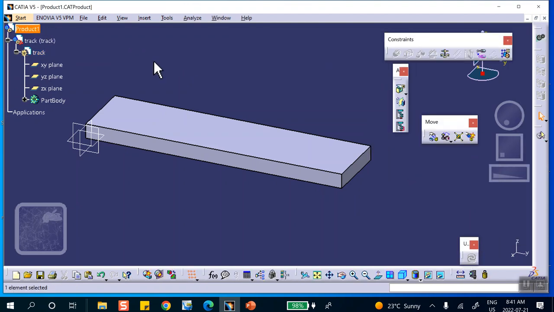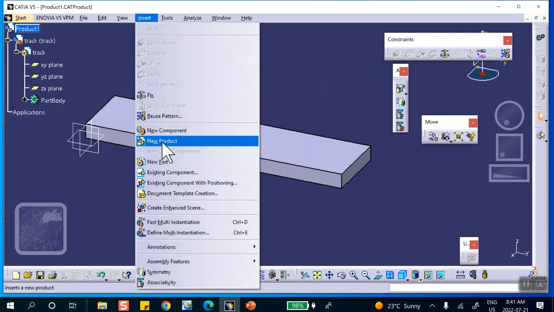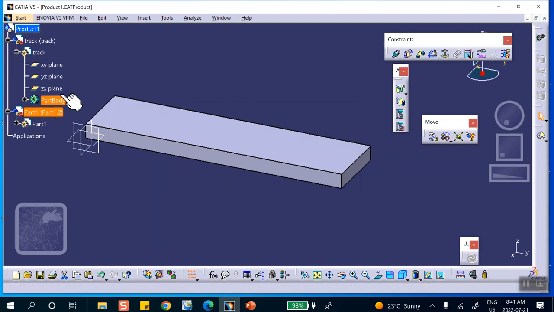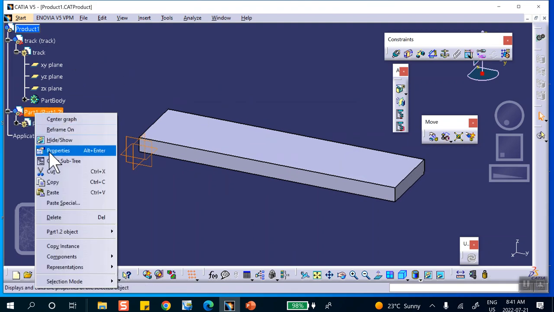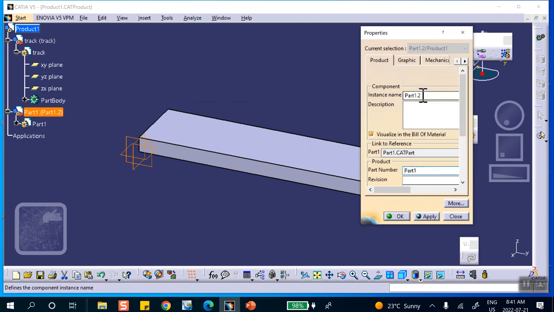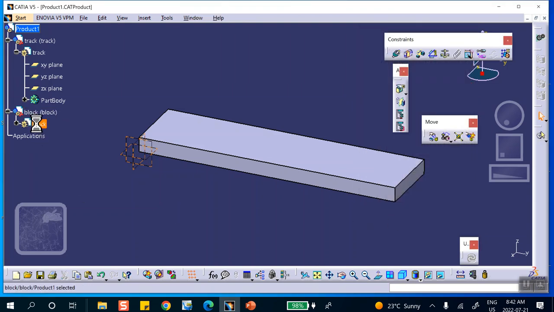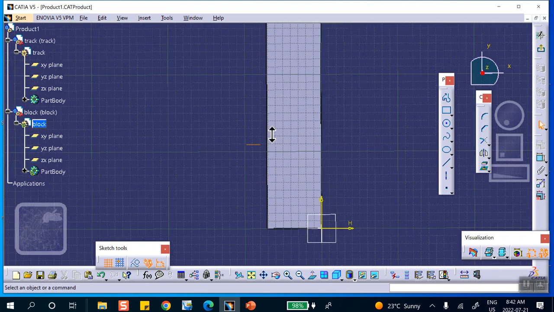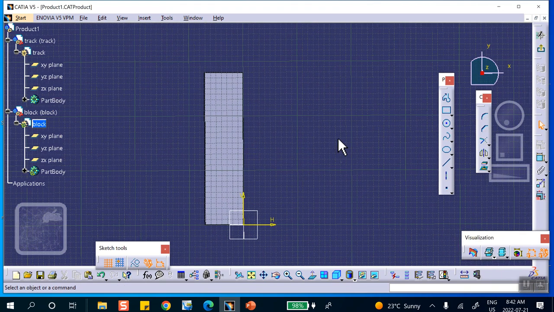And then insert the block. Insert new part in there. Always say no, unless you want to say yes for whatever reason. Properties. This is going to be block and block. Let's make it. Double click on a convenient plane, on that horizontal plane. I will sketch something that is 1 by 1 by 1. Totally irrelevant, but I'll make it 1 by 1 by 1.